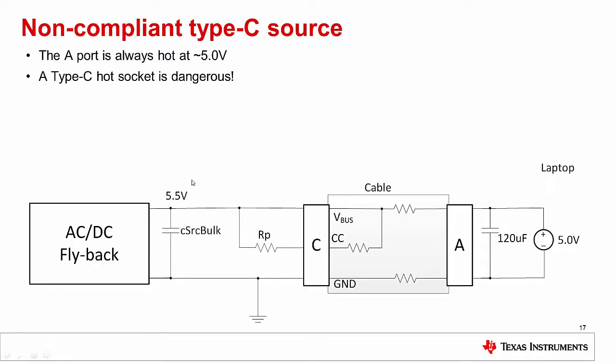Well, if I have this non-compliant Type C source, it's also going to have a hot VBus here, which might be up to 5.5 volts. And now you can see that if I take the 5 volts from the A system and have 5.5 volts from the Type C system, and I plug those together, now I have two sources trying to drive the cable.